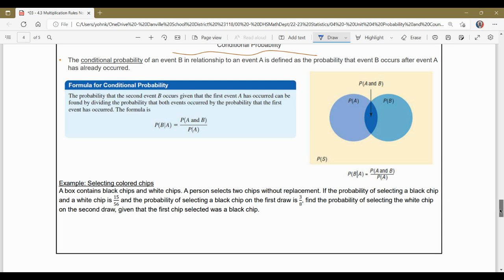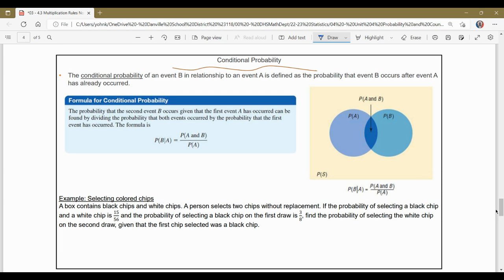So a little bit more about conditional probability. Sometimes the conditional probability of an event B in relationship to an event A is defined as the probability that B occurs after A has already occurred. So again, these are dependent events that are affecting each other in such a way that they change the outcome. Now, there is a formula for conditional probability. Notice that conditional probability has that given vertical line in it.